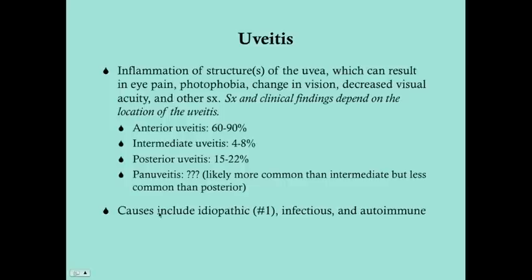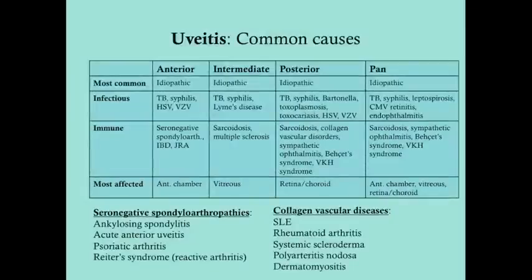The number one cause of uveitis overall, if you were to combine all of these, is idiopathic. We don't know the cause. But when we do know what the cause is, it's usually an infectious source or some kind of autoimmune source. So here are the common causes of uveitis. You don't necessarily need to memorize these, but there are some things that are worth remembering.